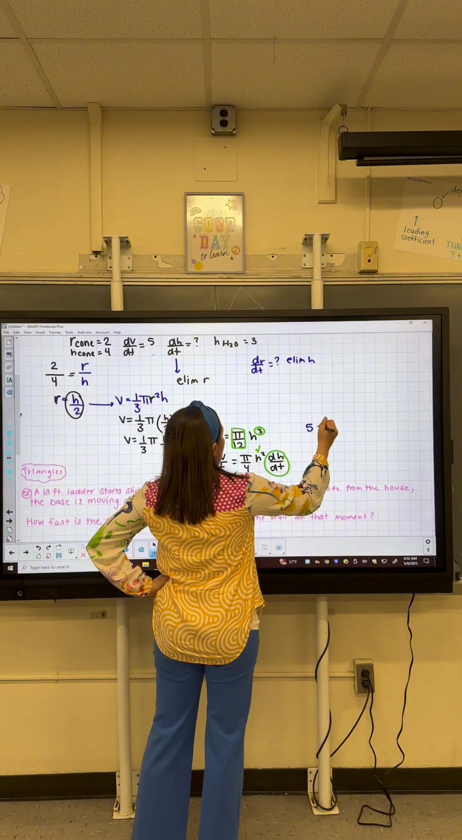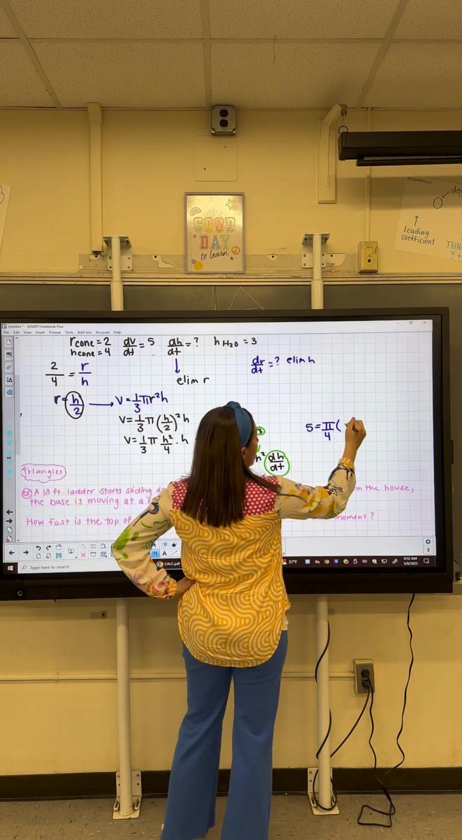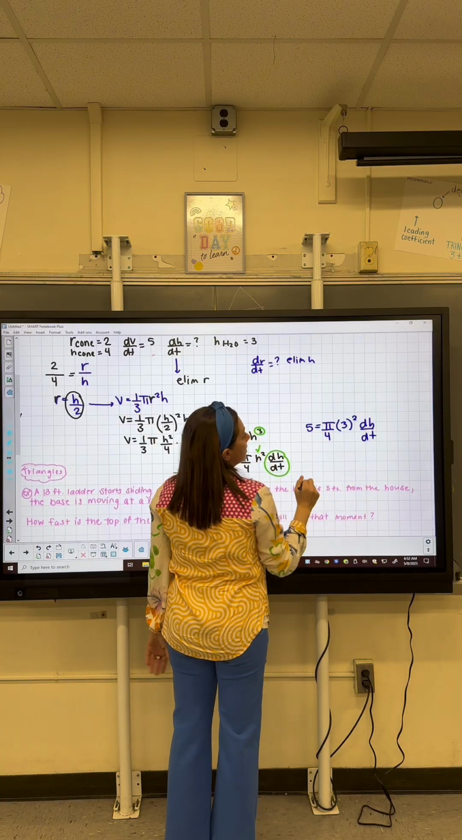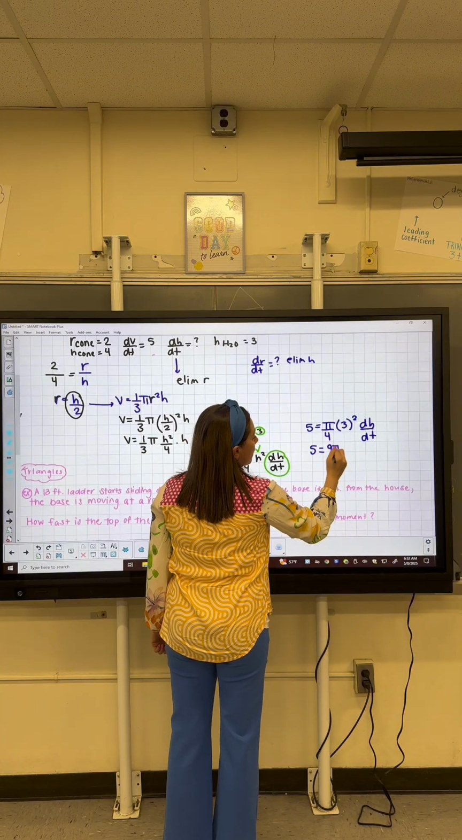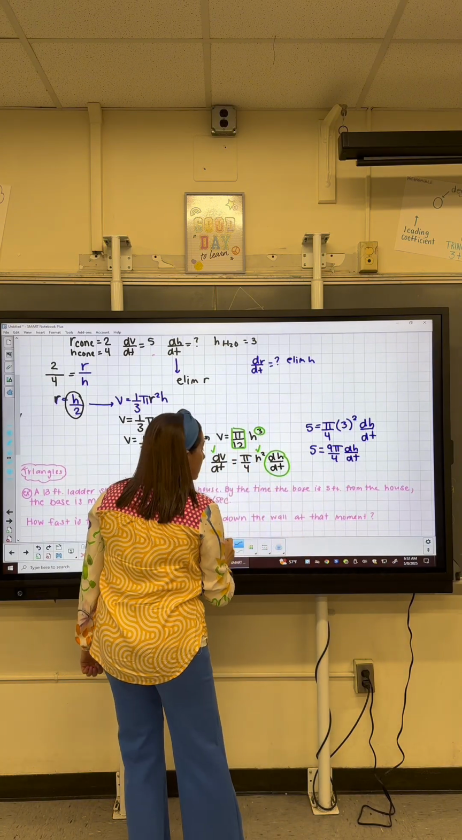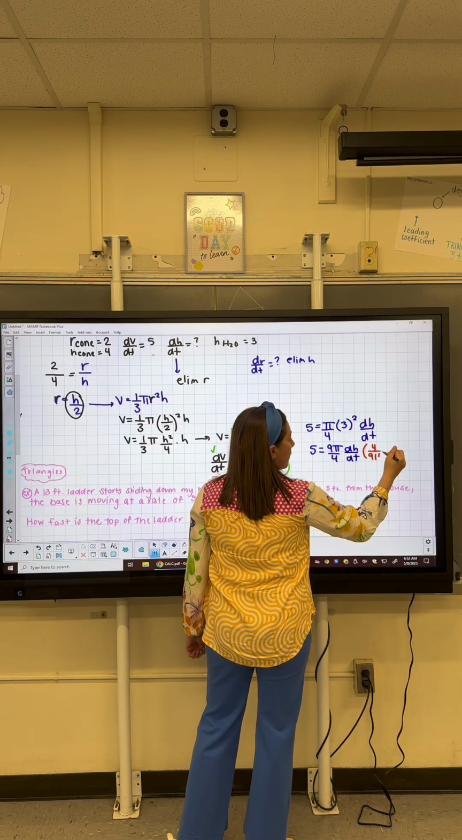dV dt is 5, pi over 4, H is 3, dH dt. So if this was without a calculator, it would be 5 equals 9 pi over 4 dH dt. We do not divide by fractions, we multiply by reciprocals. So I'm going to multiply both sides by 4 over 9 pi.